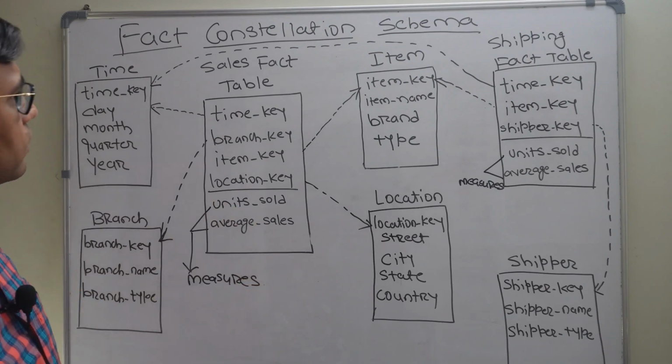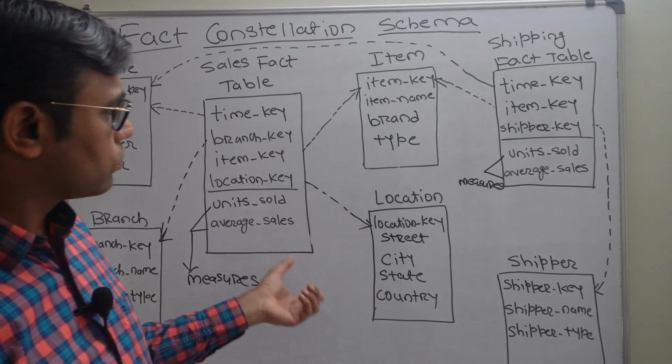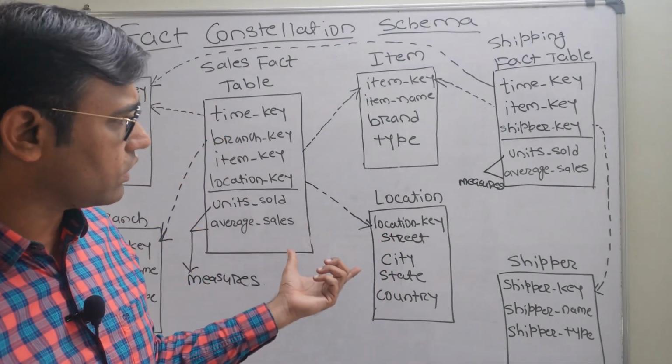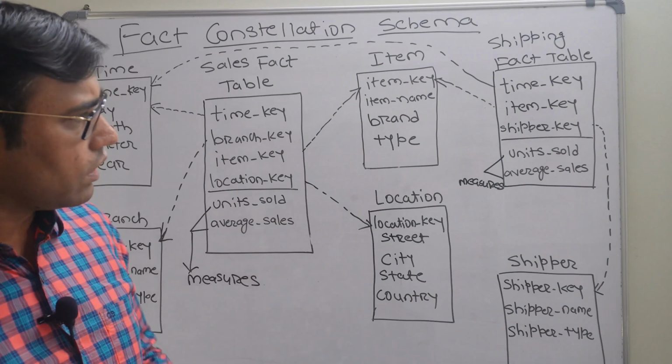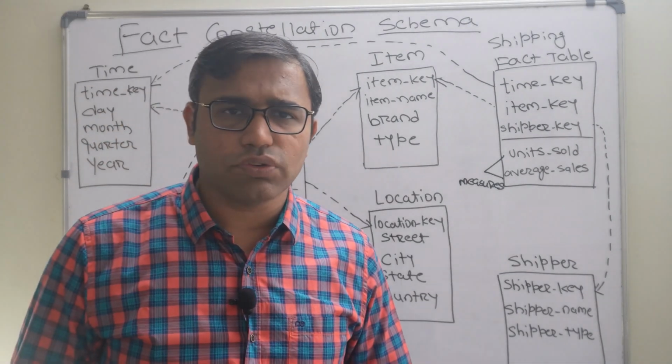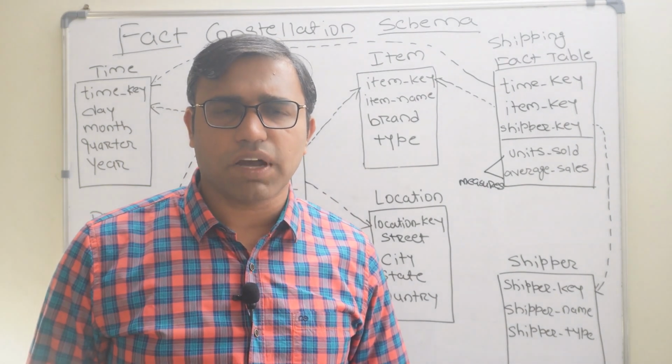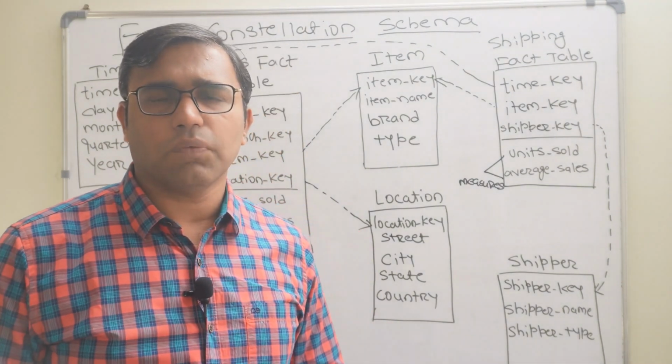So this is the structure of fact constellation schema. And this is the difference between star schema and fact constellation schema. Again, if you see snowflake schema, there is also only one fact table, but in fact constellation schema there can be more than one fact table.